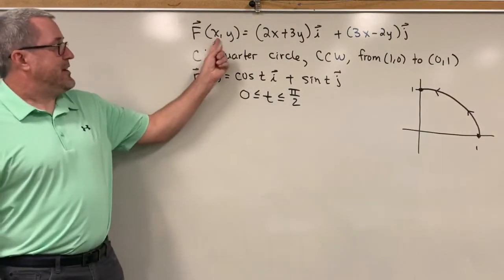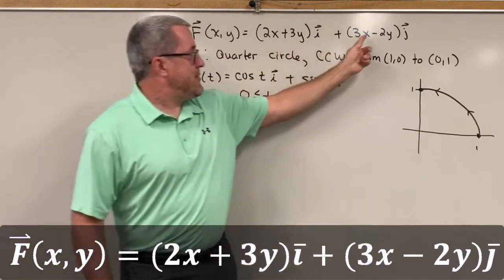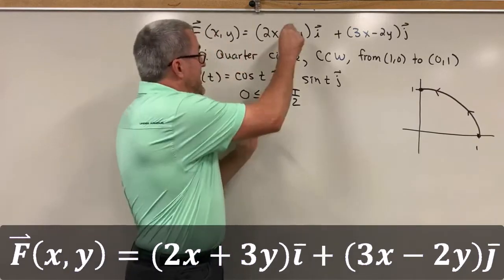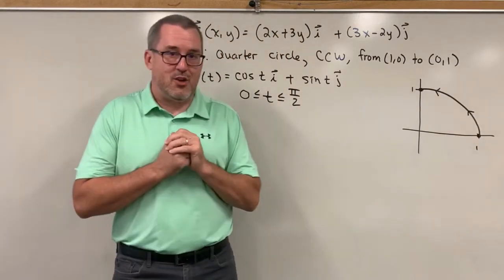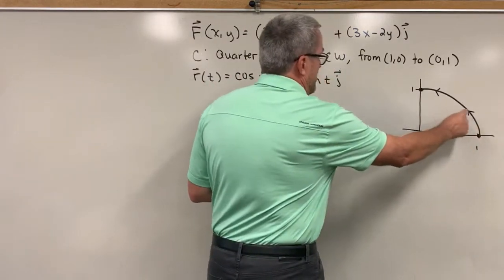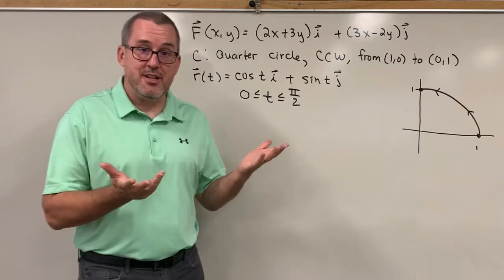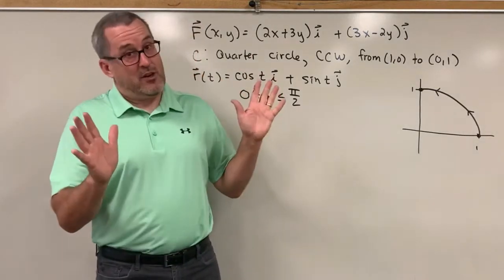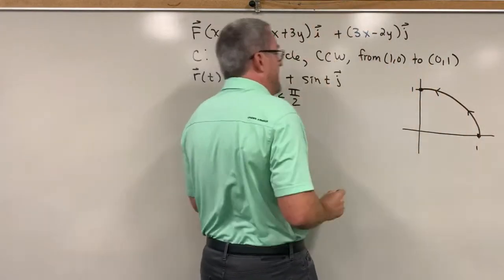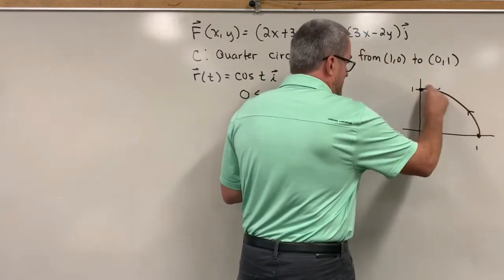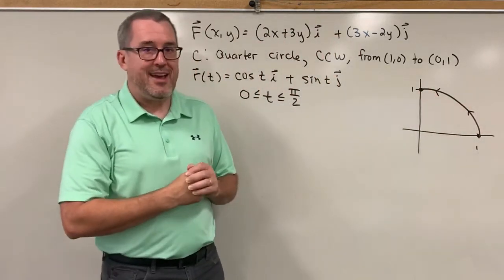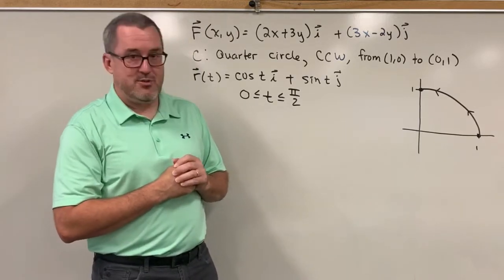So imagine this vector field, (2x + 3y)i + (3x - 2y)j, and we're going to travel, metaphorically speaking, through that vector field along a quarter circle in a counterclockwise direction from (1, 0) to (0, 1). And the question with the line integral is, metaphorically speaking again, as we travel along this quarter circle within this vector field, are we helped, hindered, or is it a neutral kind of a thing as we make our way along that quarter circle from (1, 0) to (0, 1).